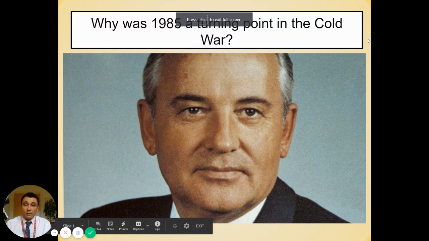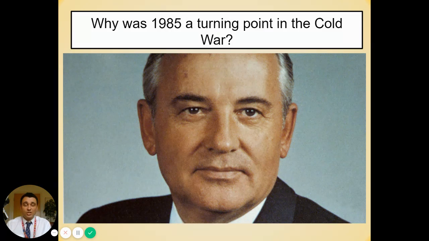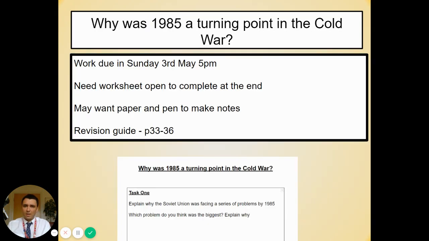Hello, Year 10, and welcome back to your second lesson this week, looking at why 1985 was a turning point in the Cold War. If you've not done so already, please go back and complete the first bit of work for this week, looking at Ronald Reagan from 1980 to 1985, just so that it makes sense chronologically.